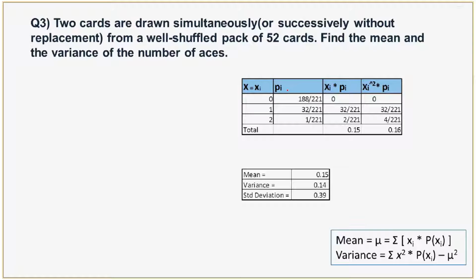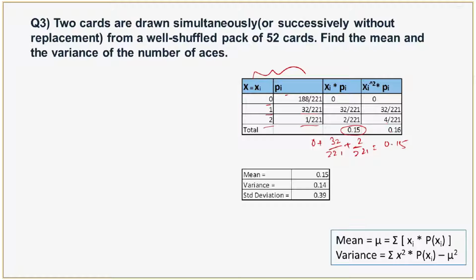Okay, so this way you can form the probability distribution table. The probability when no aces are drawn is 188 by 221. The probability when one ace is drawn is 32 by 221, and the probability when two aces are drawn is 1 by 221. Now you multiply these two values and sum them up. It's 0 plus 32 by 221 plus 2 by 221. So this is what gives you 0.15.